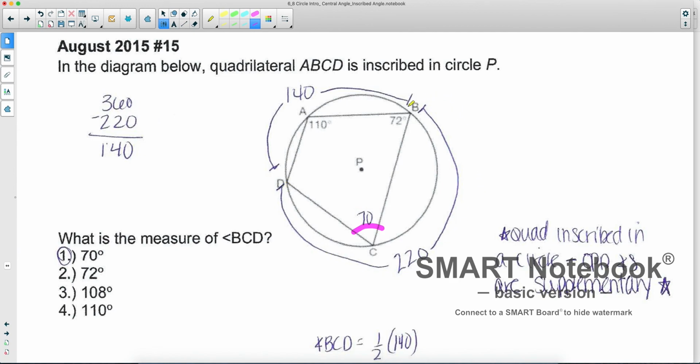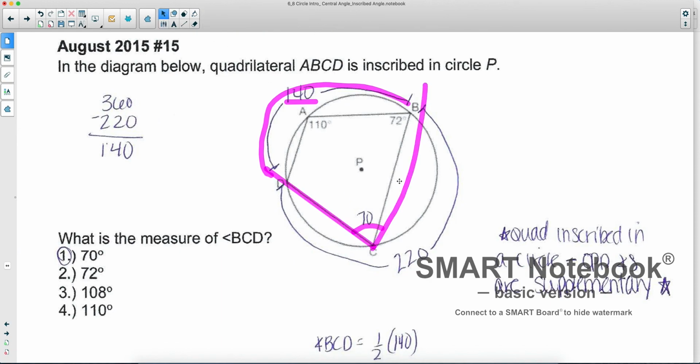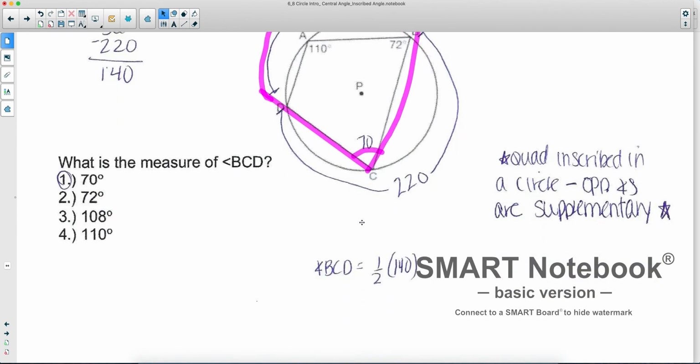That's a major arc. I could also find this minor arc, right? If the major arc is 220, subtracted from 360, my minor arc is 140. That means that this angle, C, inscribes that minor arc. So angle C is half of 140, which is 70. And that would be your answer then. Angle BCD is 70, half of 140.